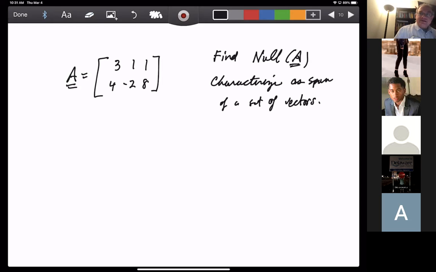So what are we going to do? We're going to look at Ax is equal to the 0 vector, right? We want to find all the solutions. We're solving the homogeneous version of the problem. The set of solutions is the null space of the matrix.